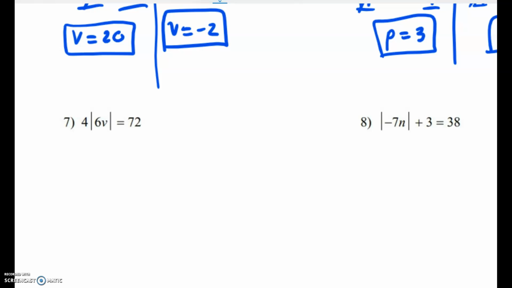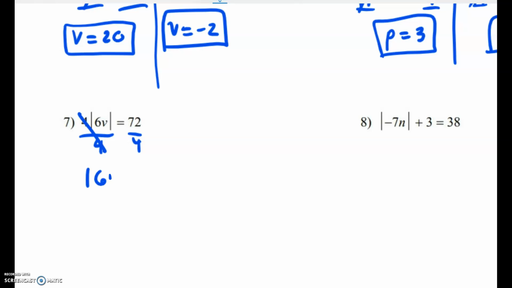So first we have to ask ourselves, is the absolute value by itself? And the answer is no. We have this 4 out in front, so we have to get rid of that 4. Since 4 is being multiplied to the absolute value, I'm going to have to divide. Now a common mistake is some students think that the absolute value is just like a parenthesis and they try to multiply that 4 in. You cannot do that. Whatever is outside the absolute value must remain outside. It's not like a parenthesis. So let's go ahead and divide by 4 to get rid of that 4.